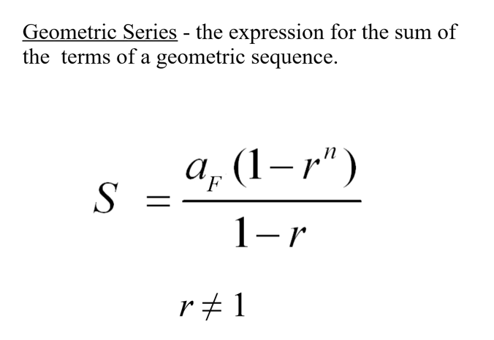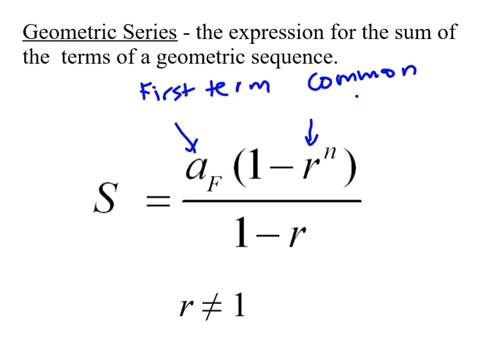A couple of things to label. This a1 is my first term. r is that common ratio. And n is the number of terms.